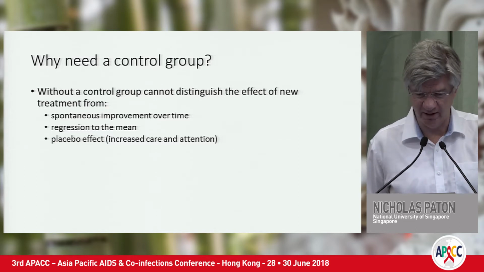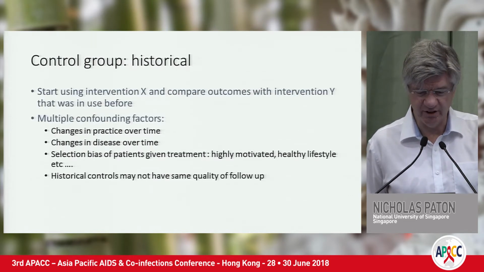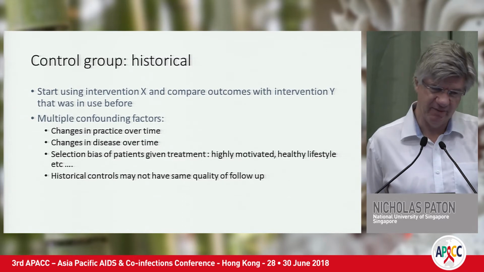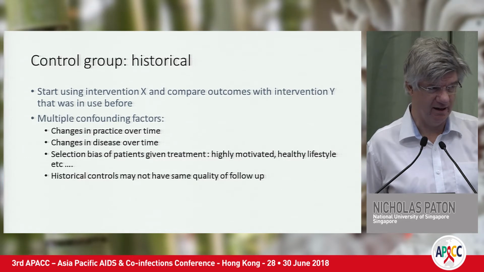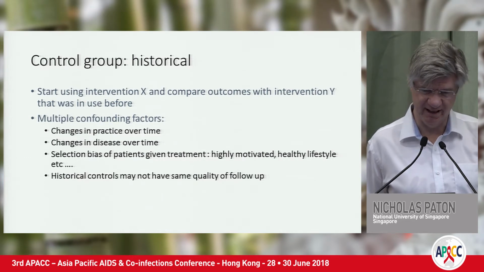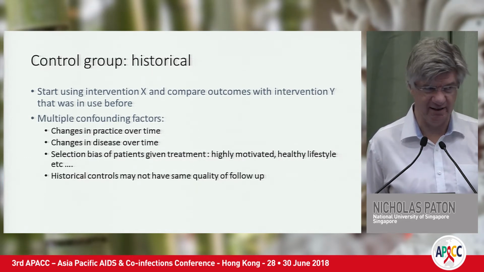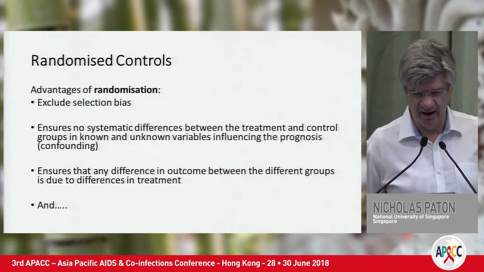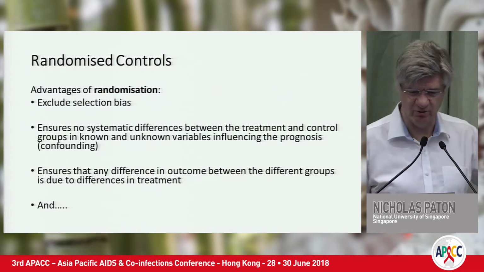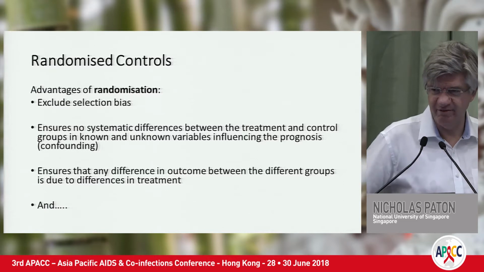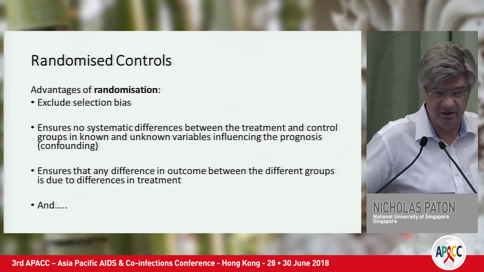People get better care. So you can use historical controls, meaning you test this and then you compare it with what happened in your clinic last year when people were getting a different thing. But all sorts of things change simultaneously, and it's very hard to sort that out. So ideally, you want a randomized control group. And the big advantage of randomization is it excludes selection bias. It means your clinicians can't pick and choose patients to go on each regimen.